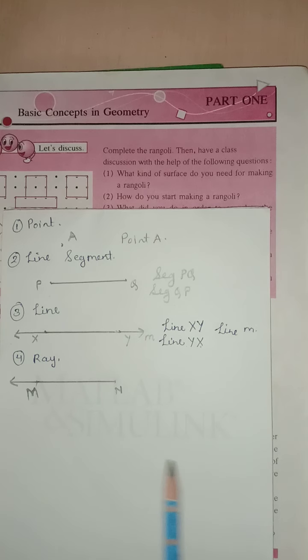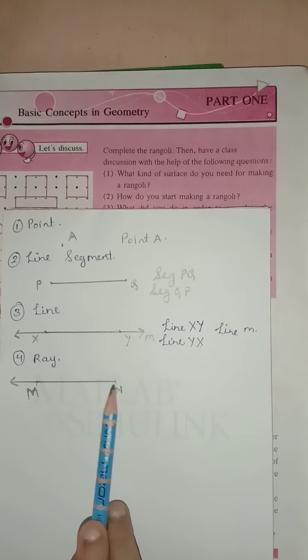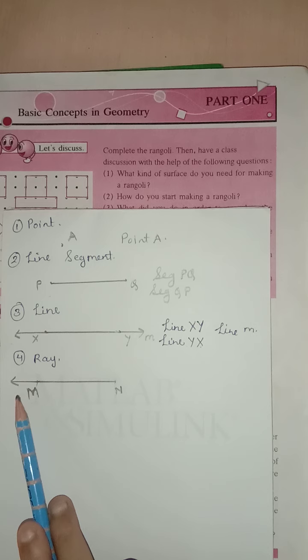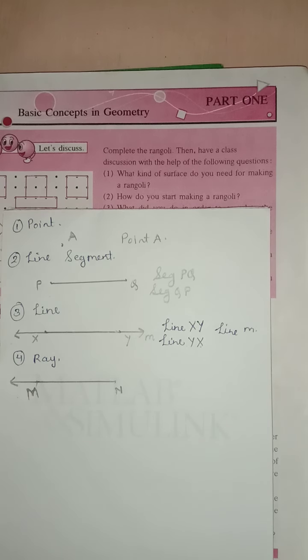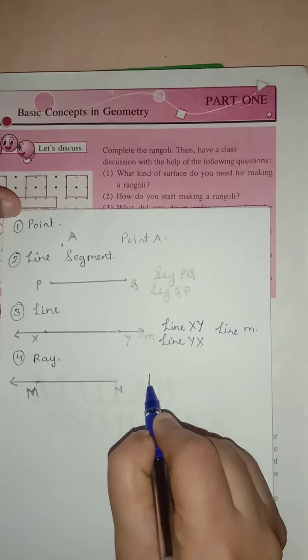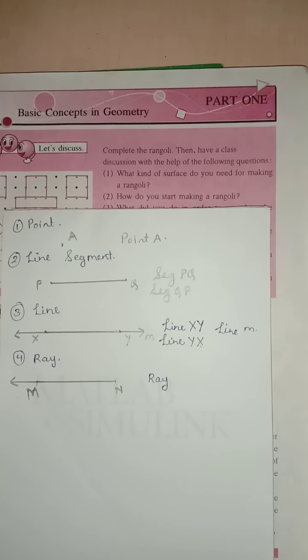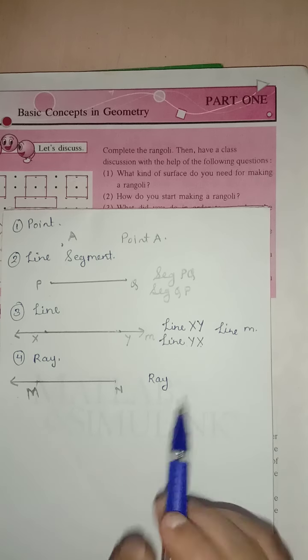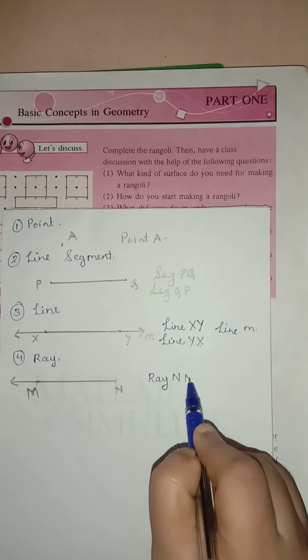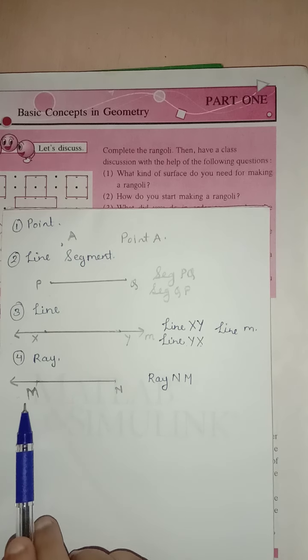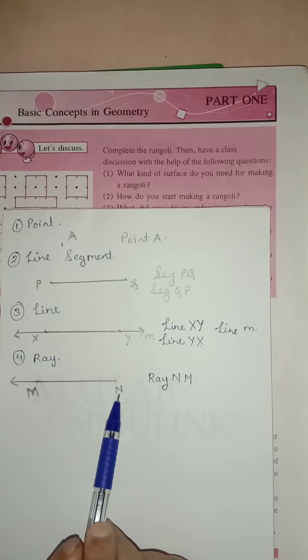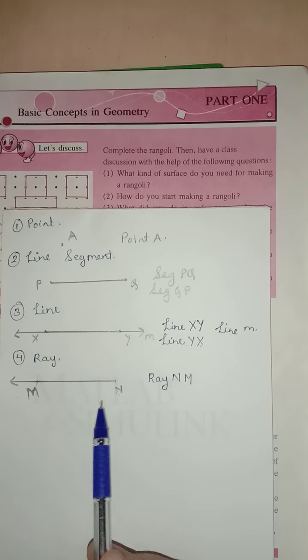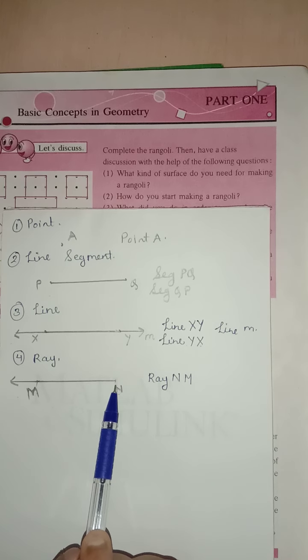Now what is a ray? A ray has a starting point, but it does not have an end point. Such a diagram is called a ray, and a ray is also named in capital letters, but we have to start its name from the starting point. So it will be ray NM. You cannot say it as ray MN. If you say it, it will be wrong. You have to name it from the starting point.